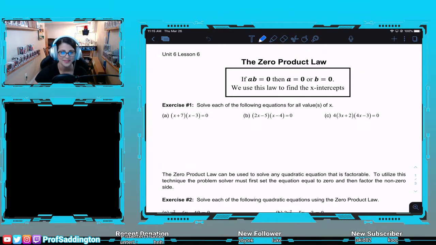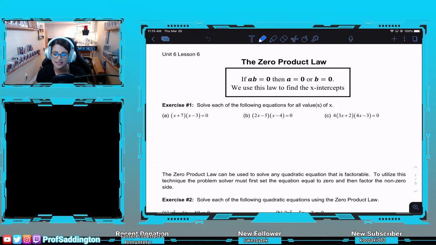All right. So today is going to be on lesson 6. You'll notice that we did skip lesson 5. It was just redundant of lesson 4, so I didn't want to beat the horse dead. So we are scooching over to lesson 6, which is the zero product law, which should look familiar from Algebra 1.